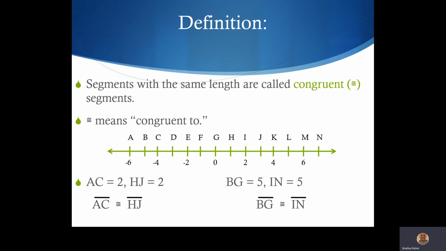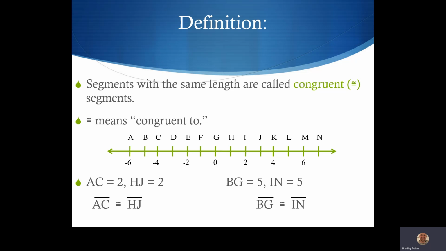New stuff for this time is a new definition. We're going to use this word a ton, probably at least 1,000,000 times this year. Segments with the same length are called congruent segments. And notice the little symbol that comes after that word congruent there in green. It looks like an equal sign with a little squiggly thing above it. That's called a tilde. When you put those two things together, that's a congruent sign. So when you see that, you read it as congruent to. Some people think it looks like a toothbrush with some toothpaste on it.